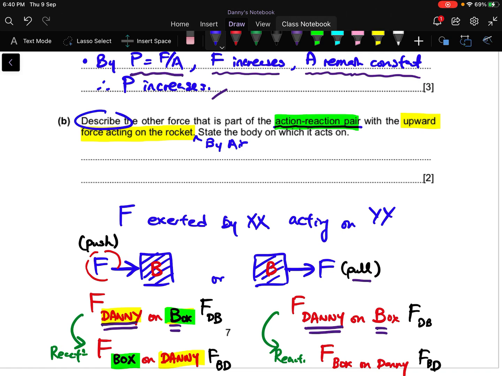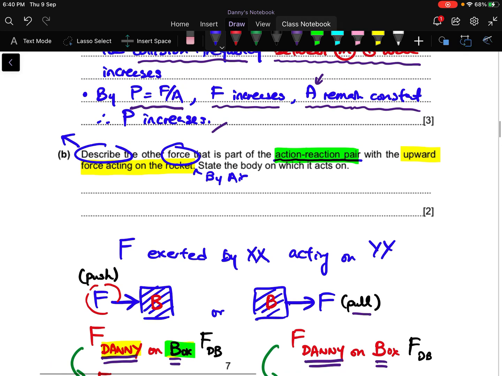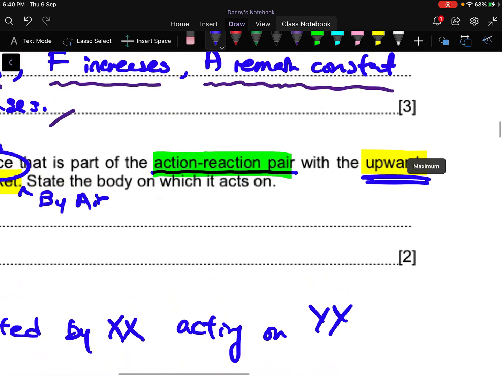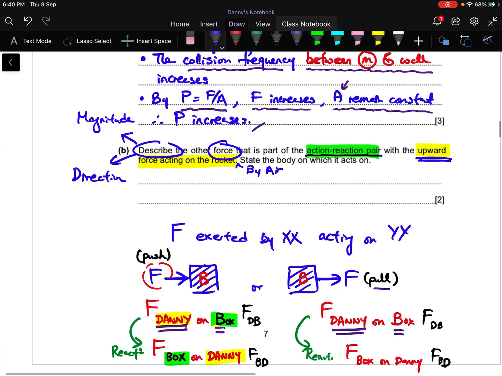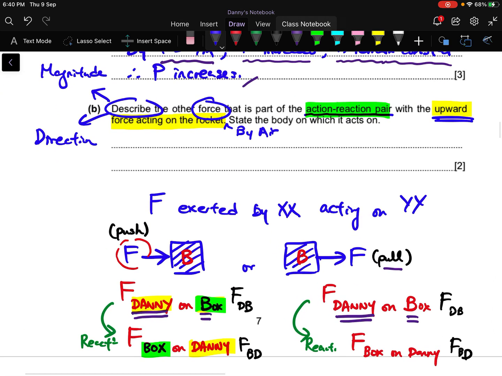So how do I describe this? Whenever I'm describing a force, it is a vector. So a vector has two parts. To describe this particular force, I must describe two things: magnitude, and I must describe its direction. Do I know the original direction? Yeah, I know. Upward here. So very simple. To answer this is like a giveaway.